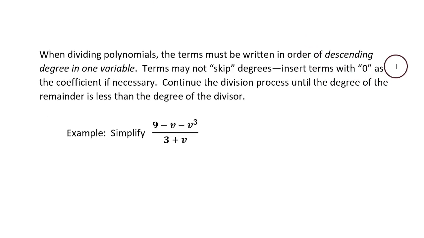When dividing polynomials, the terms must be written in order of descending degree, and terms may not skip degrees. You may have to insert a term with 0 as the coefficient as a placeholder. Continue the division process until the degree of the remainder is less than the degree of the divisor.